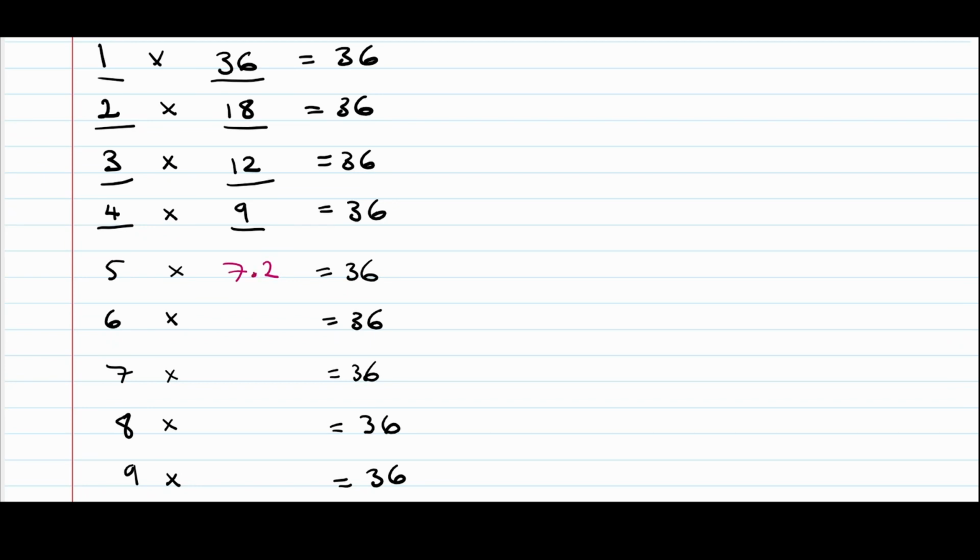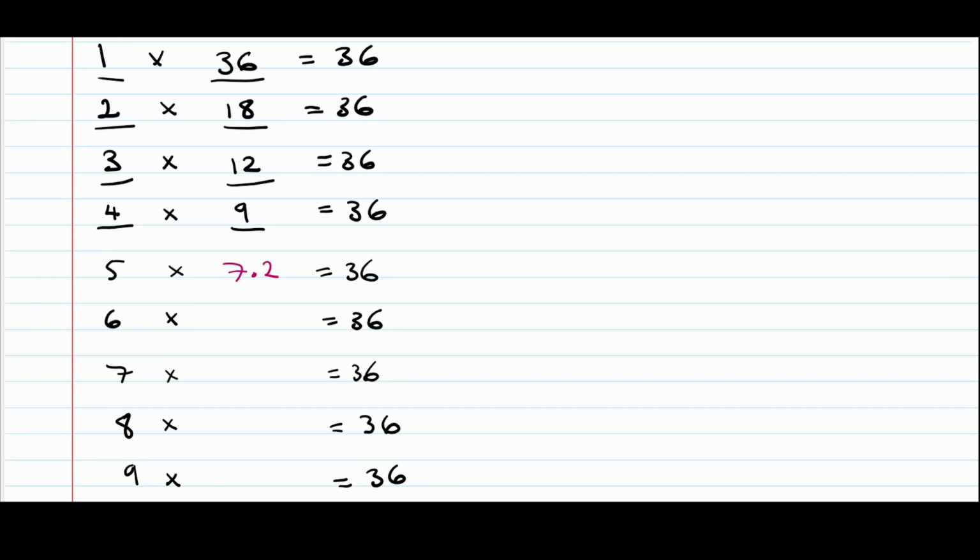And be crucial of the 7.2. But does that make it a factor pair? Essentially it does, but at the same time no, because factor pairs have to be whole numbers. Okay? They have to be whole numbers. So these two, 5 and 7.2, are not factor pairs of 36.